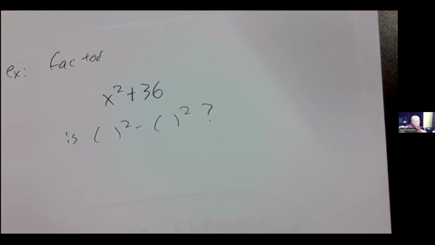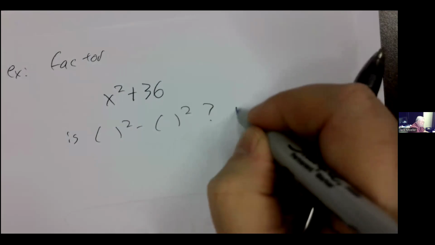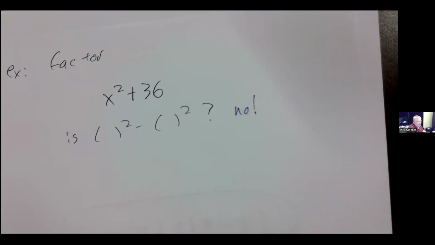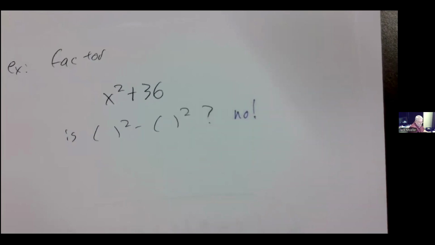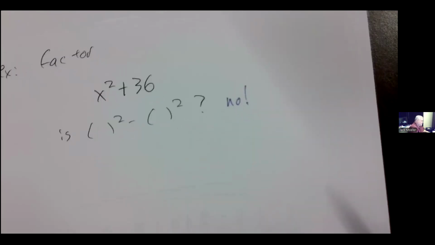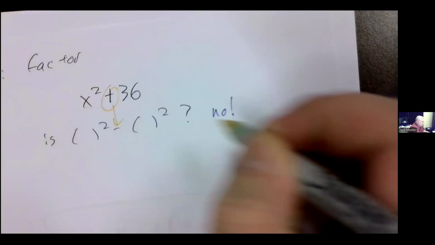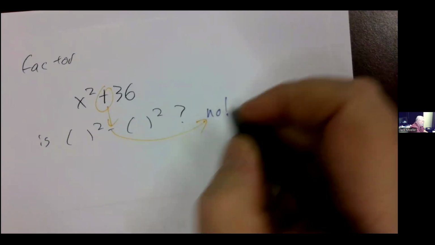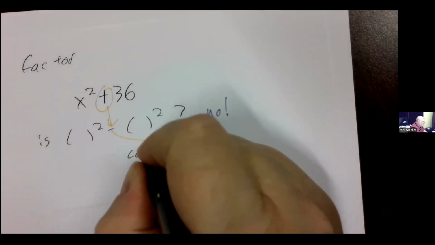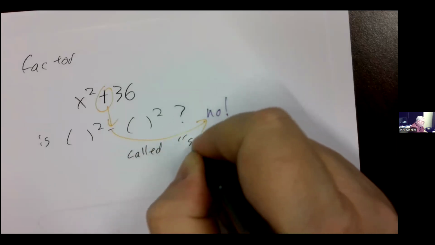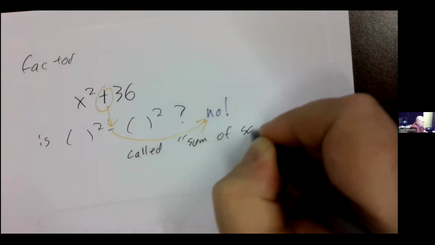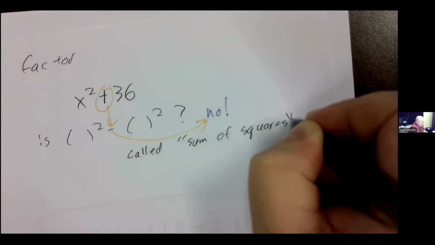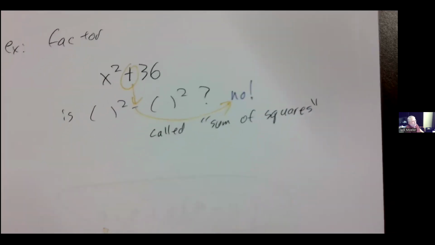Hopefully, give them a big no here. And why not? Not because of the x squared and 36, but because it's a plus, not a minus. So this is not a difference of squares. This is what we call a sum of squares. Now notice we didn't have a pattern for sum of squares. Our pattern was only for difference of squares.